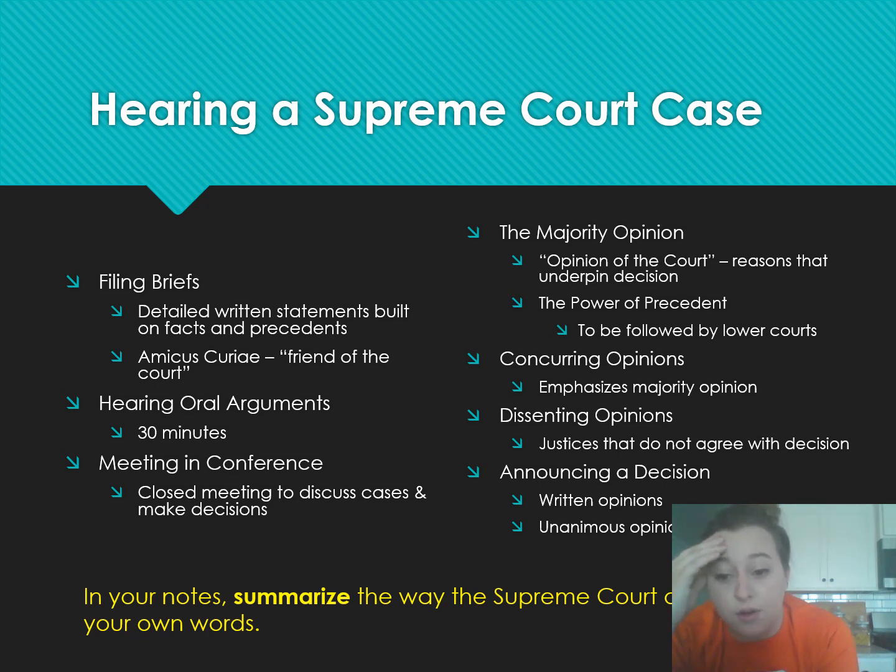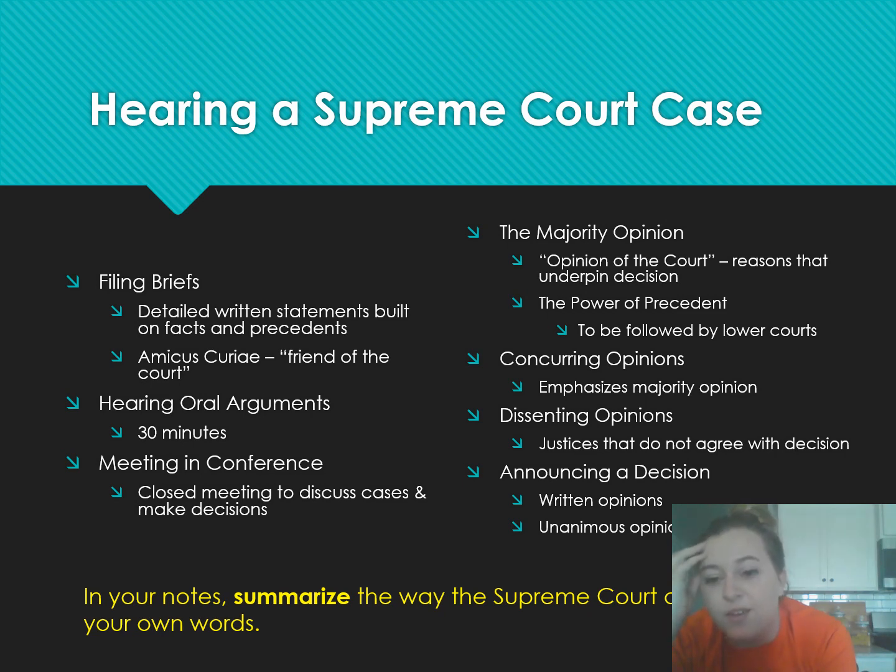Then we have concurring opinions. So if someone maybe sided with the majority, but maybe for a different reason, they can write a concurring opinion where they emphasize the majority opinion and provide their reasoning for voting with the majority. And then you have dissenting opinions. So these are written by the justices that do not agree with the decision.